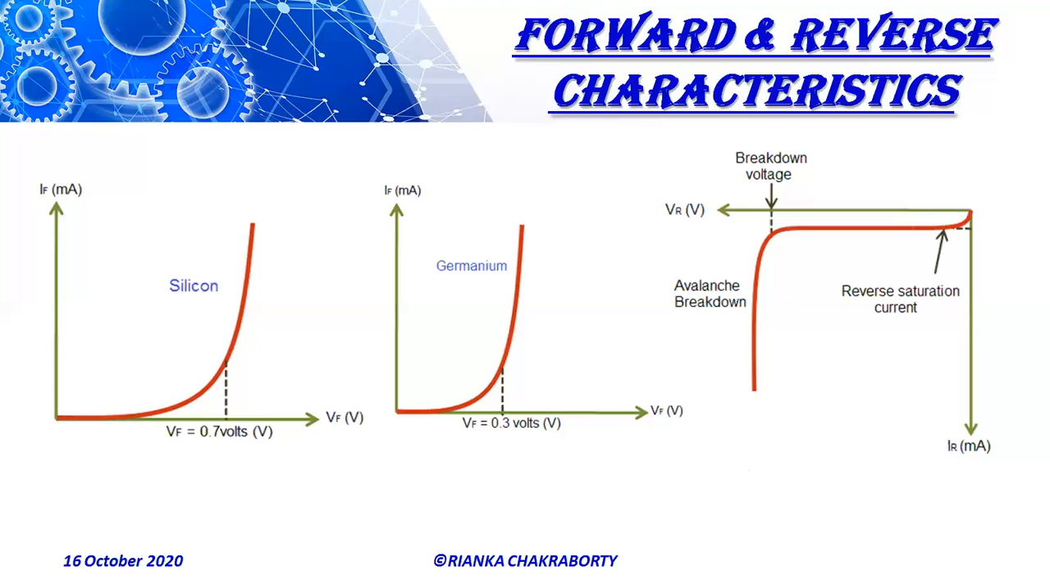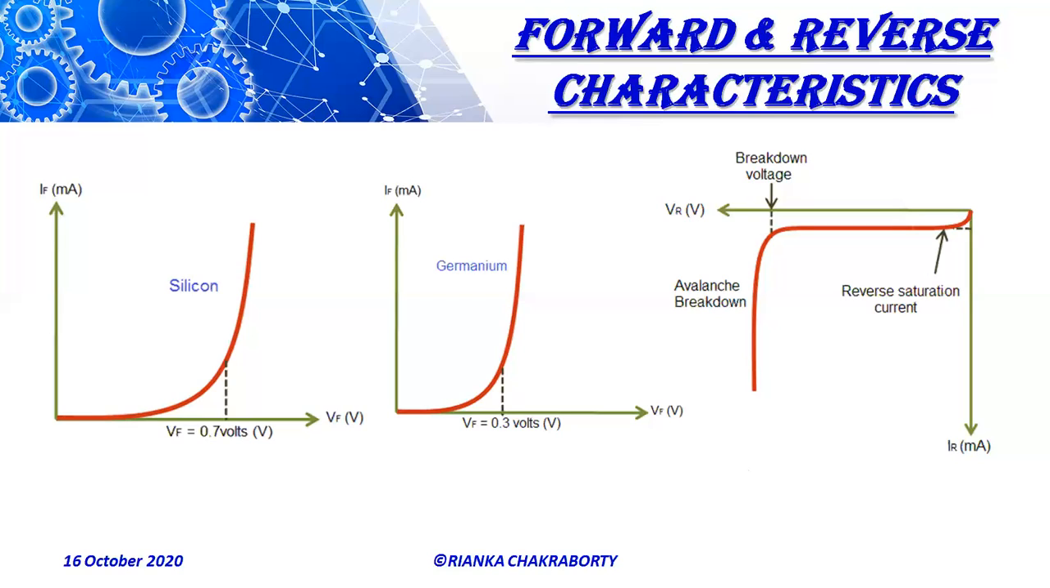The reverse saturation current depends on the temperature. If temperature increases, the generation of minority charge carriers increases. Hence, the reverse current increases with the increase in temperature. So the reverse saturation current is independent of the external reverse voltage. It remains constant with the increase in voltage.